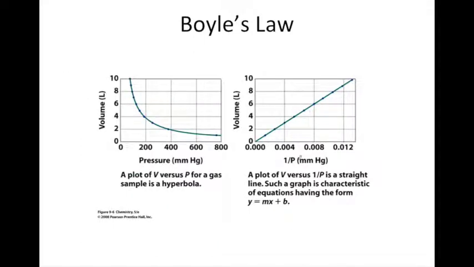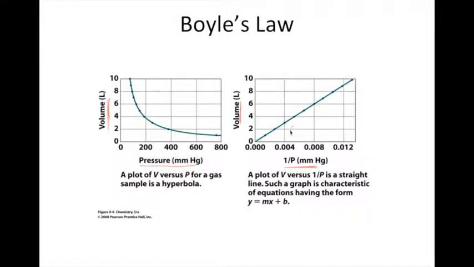Graphically, we can express Boyle's Law as you see here. If we plot the volume of gas versus the pressure, we get a curved nonlinear or hyperbolic plot. However, if we plot the volume versus 1 over the pressure, we get a straight line. So we have a constant slope when we plot the volume versus 1 over the pressure, showing the relationship according to Boyle's Law.